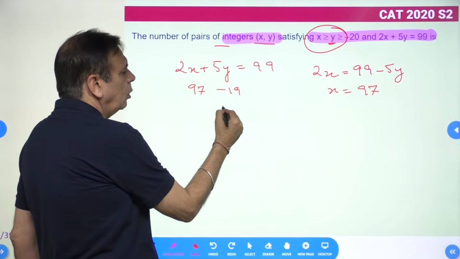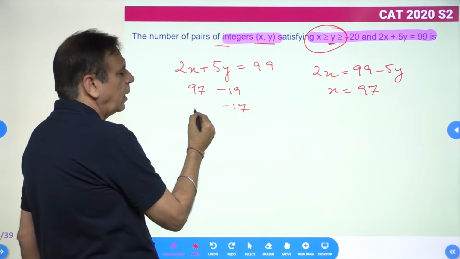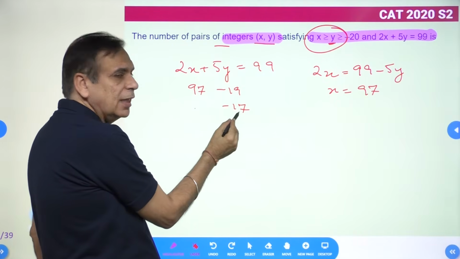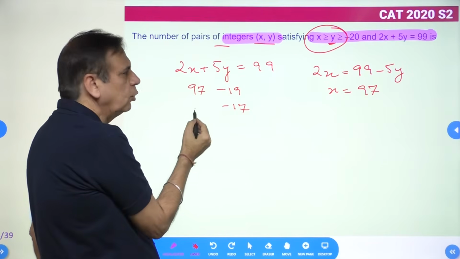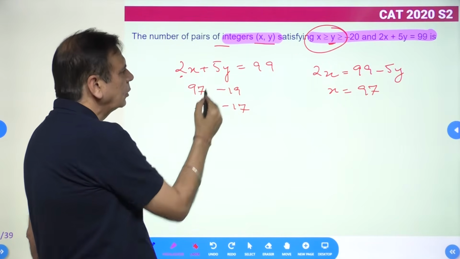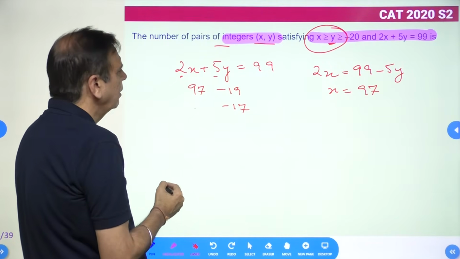Increase y by 2 to get minus 17, and decrease x by 5. So y will increase by 2 and x will reduce by 5.